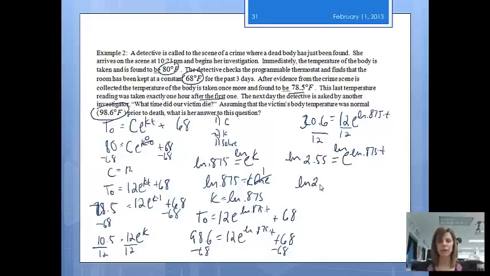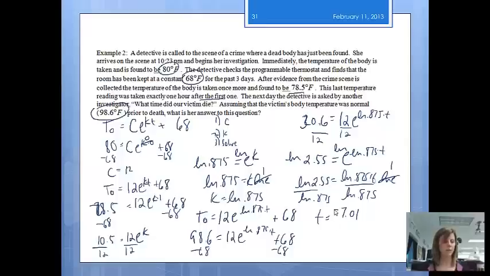So we get the natural log of 2.55 is equal to ln 0.875 times t ln e. The natural log of e is 1. And then to get t by itself, we'll just divide both sides by the natural log of 0.875. And when I do that, I will get t is equal to negative 7.01. And the reason that I got negative is because obviously the victim died before they came in and found the victim. So this was a little over 7 hours prior to when they found the body.